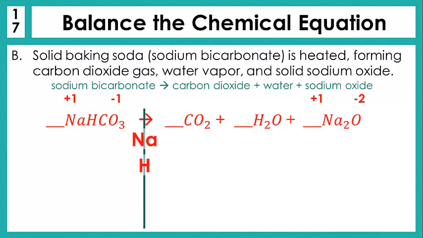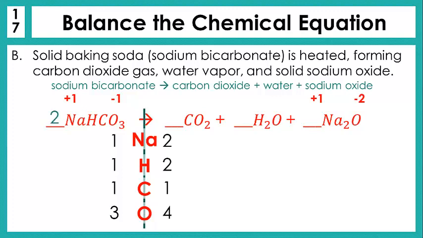So I've got sodium, hydrogen, carbon, and oxygen. So 1 sodium, 1 hydrogen, and 1 carbon, and 3 oxygens. And on the other side, 2 sodiums, 2 hydrogens, 1 carbon, and 4 oxygens. Make sure you're counting oxygen. It appears in 3 places: carbon dioxide, water, and sodium oxide.